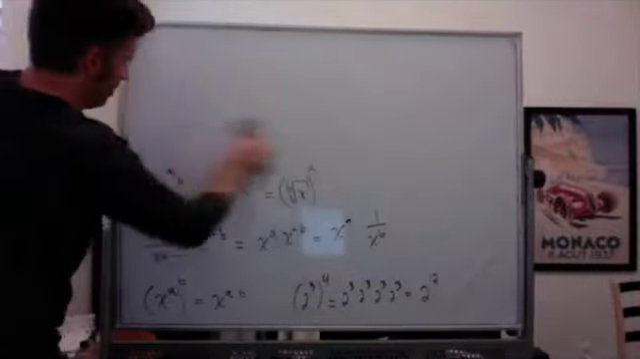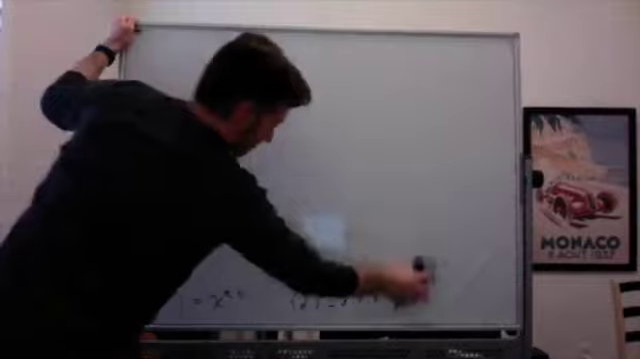All right. So those are some of the ways we use rules. We also want to talk about how to simplify radicals.